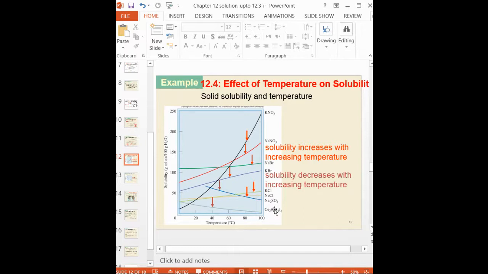At high temperature, which compound is least soluble? In multiple choice questions, sometimes that question may be asked: which one is least soluble and which one is most soluble? So the most soluble is KNO3 and the least soluble is cesium sulfate. I will write here.